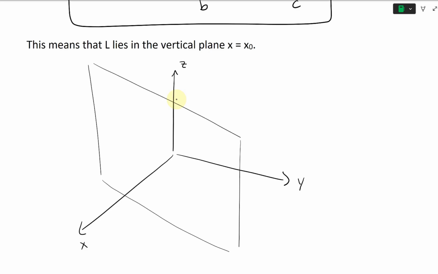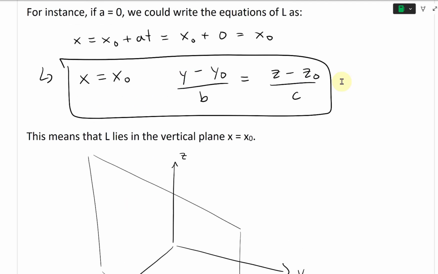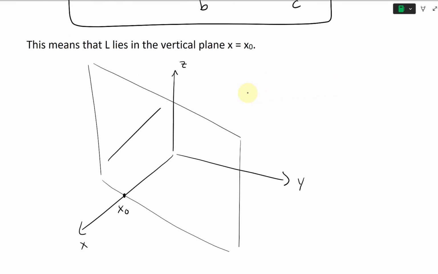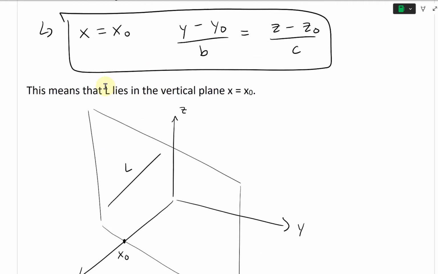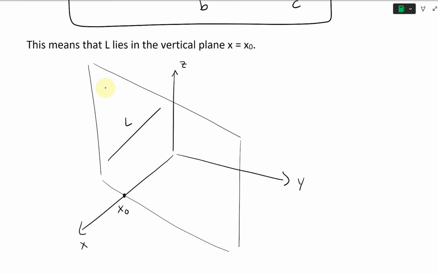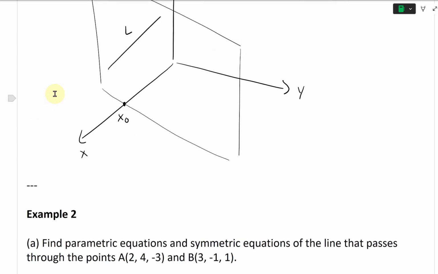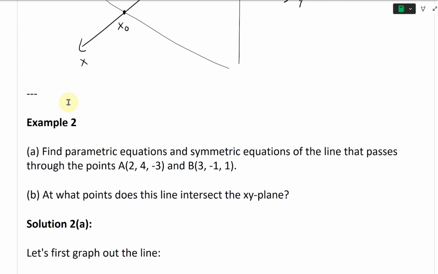And let's say this point crosses through it. This is at x naught. So this means that the line's going to be on this plane, and it's going to be something like this. That's going to be our L. Like that, or it could be like this, etc. It doesn't matter, but it's going to be on this plane. And that's how you write this, x equals x naught. It doesn't matter what z or y values there are, you're always going to be on this x naught vertical plane. Alright, so let's continue further and look at example 2.